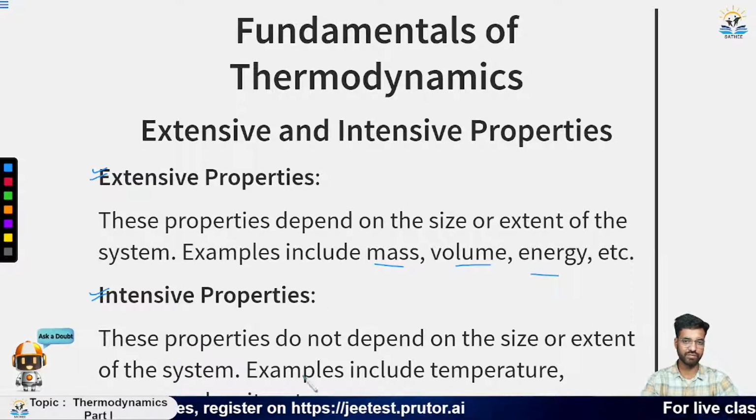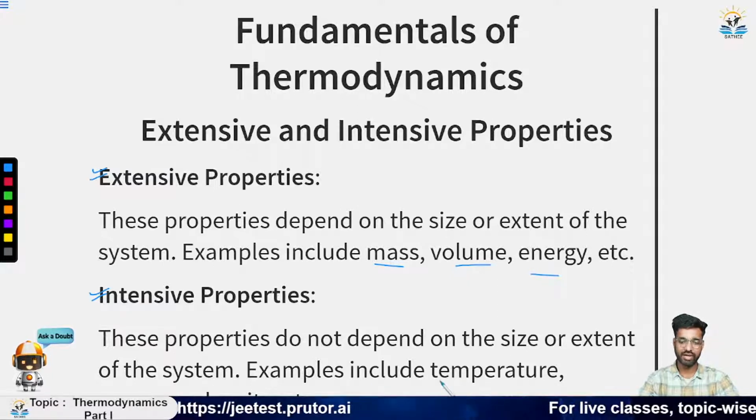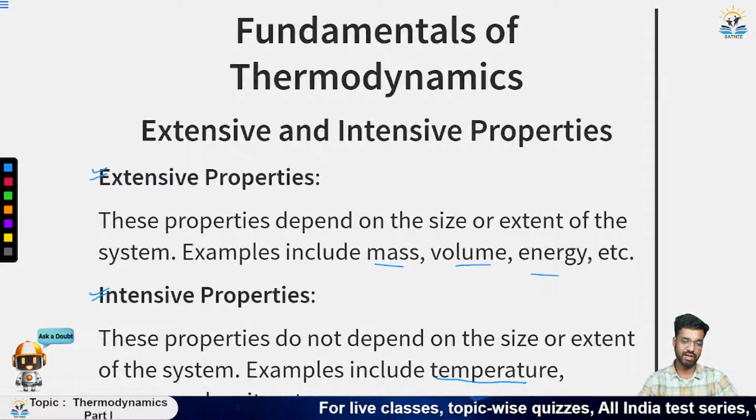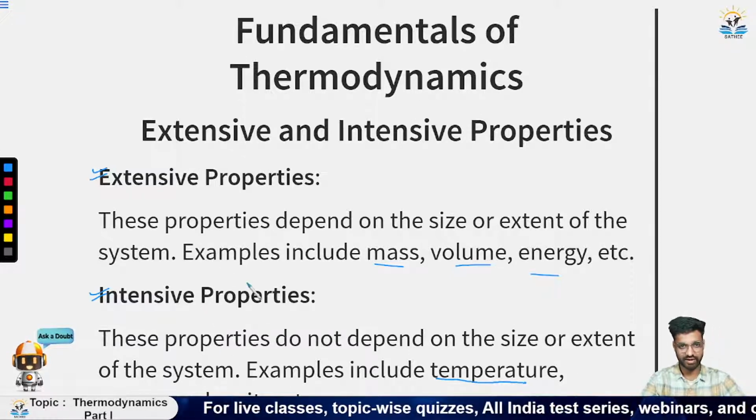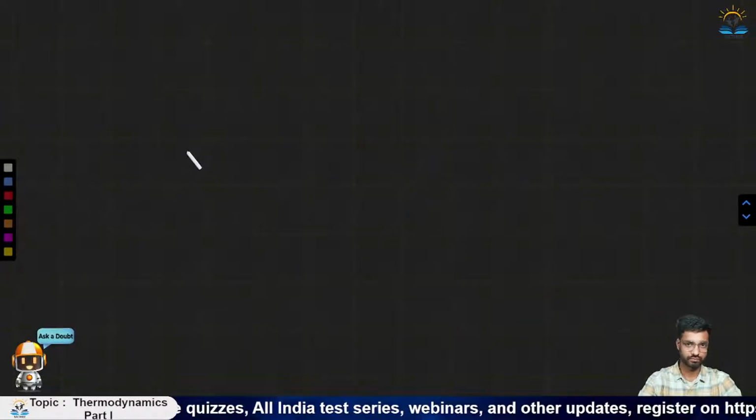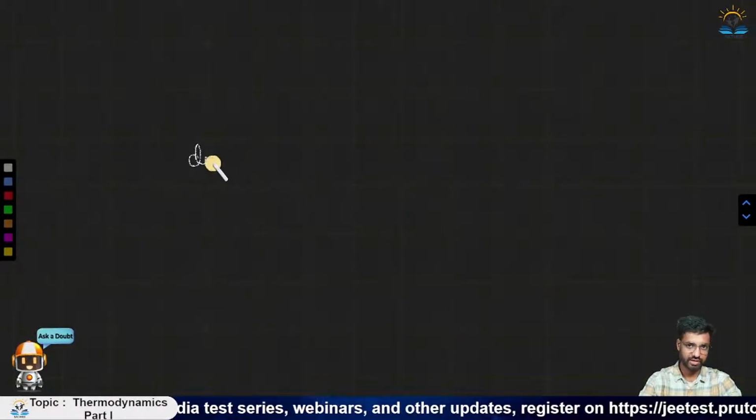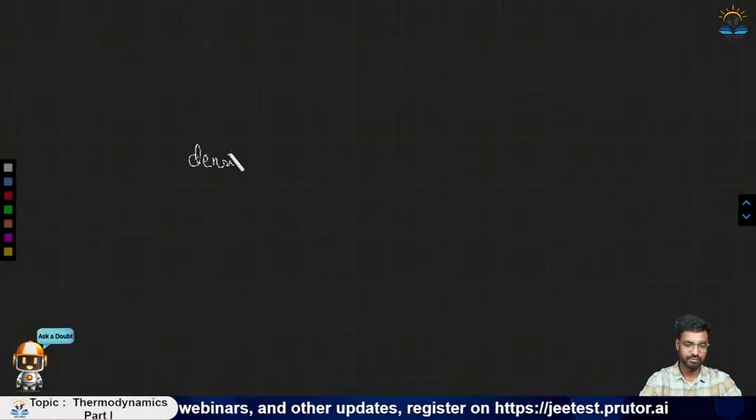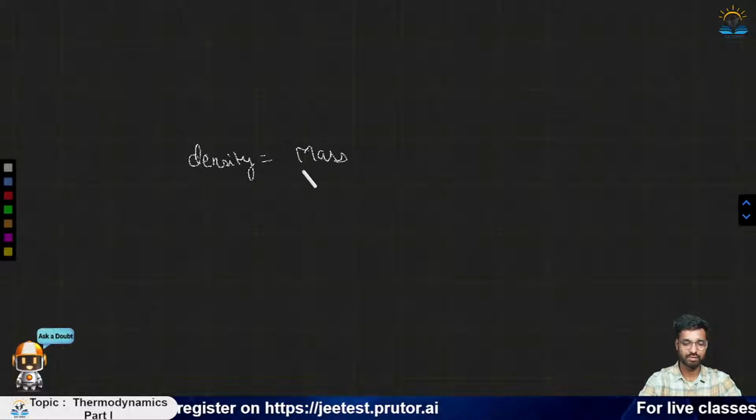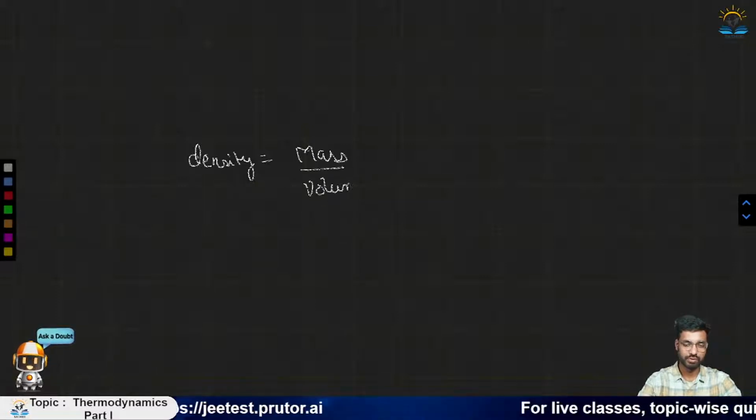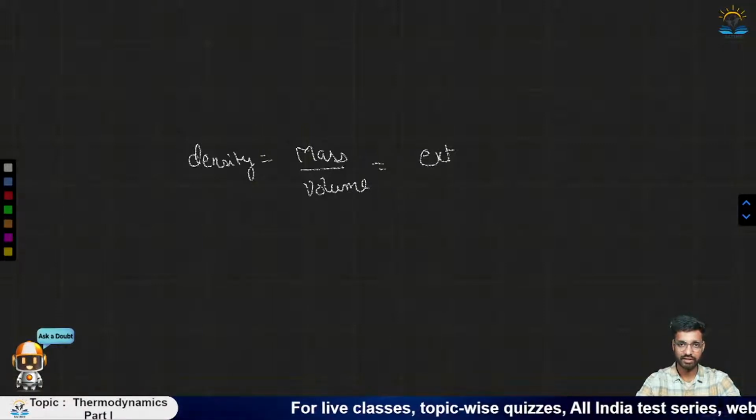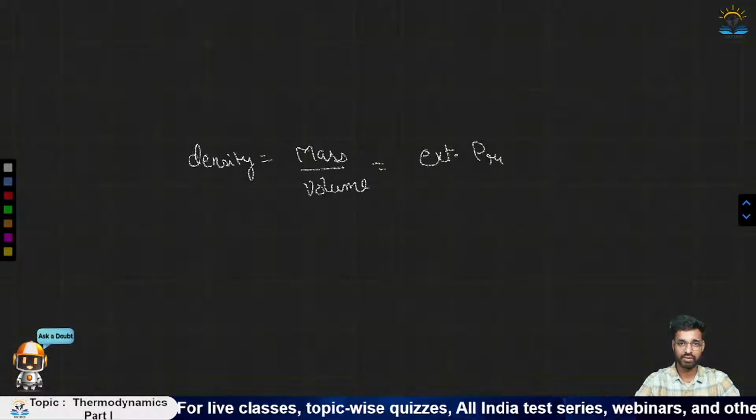Then we have intensive properties. Intensive properties can be like temperature, pressure, and density. Yes, density. If you want to define it right now, density is equal to mass per unit volume. Now both mass and volume are extensive properties. You know it, extensive properties.